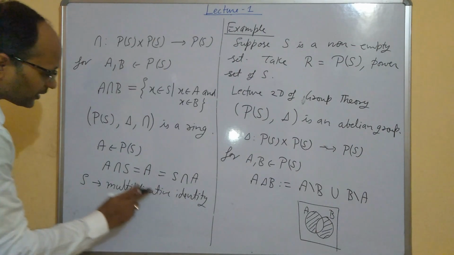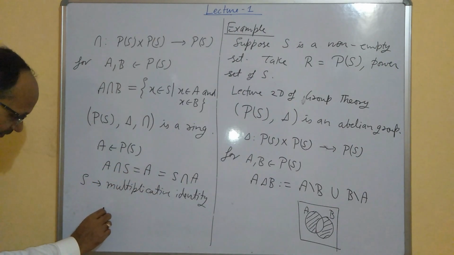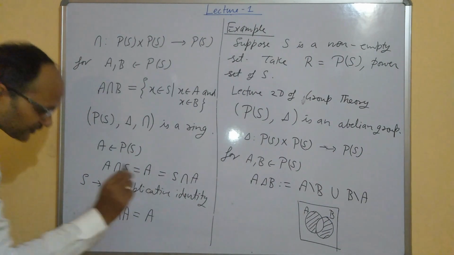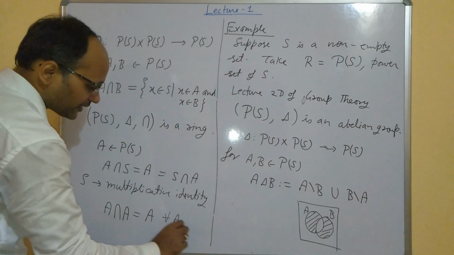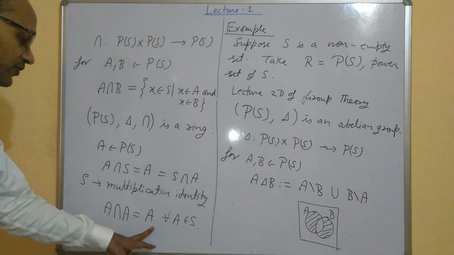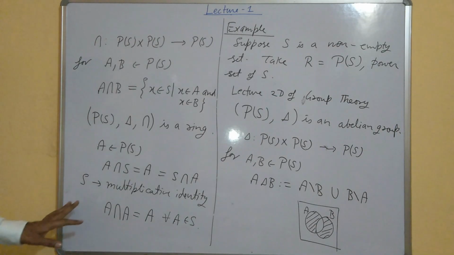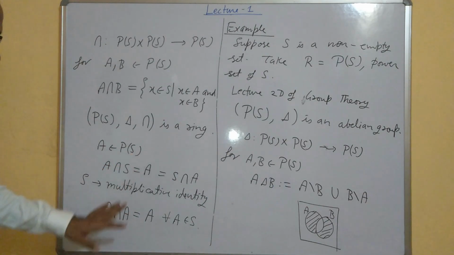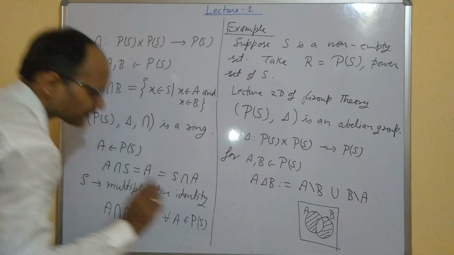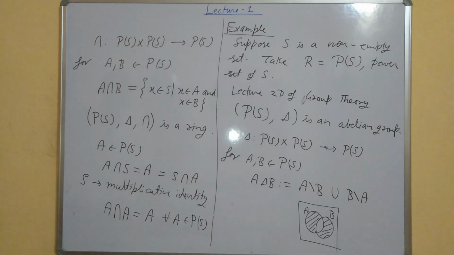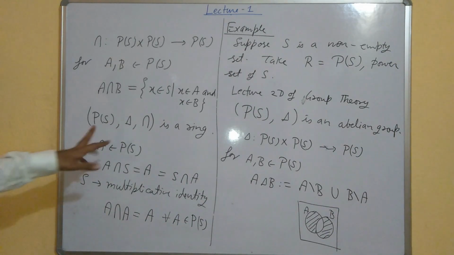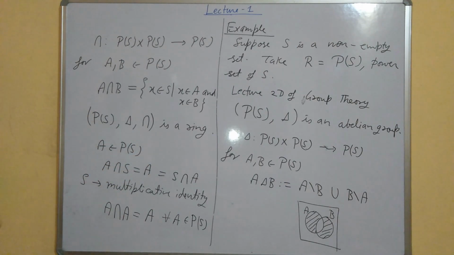Moreover, there is one more thing that is special about this ring. A intersection A is A always, and this is true for all A in PS. So in this ring, if you take the product of an element with itself, that will give you the same element. Such a type of ring is called a Boolean ring. So this PS with symmetric difference and intersection is an example of a Boolean ring.